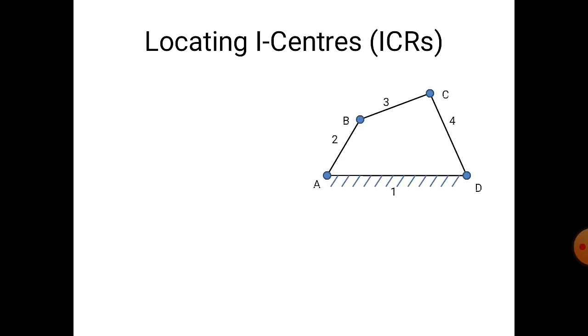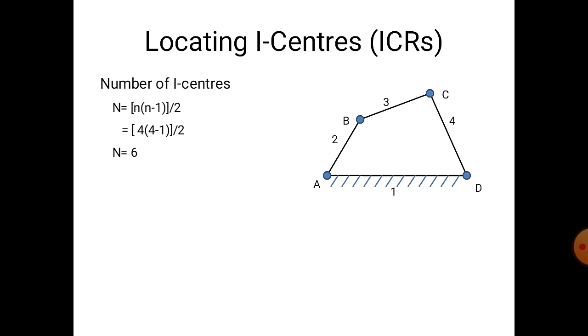Now we are going to see how to locate the instant centers or ICRs for the given mechanism. For this, we are going to consider an example of a 4-bar mechanism or 4-link mechanism as shown. So the first step is to calculate the number of instant centers. The number of instant centers, capital N, is equal to small n into bracket n minus 1 upon 2, where small n for the given mechanism is 4. Hence the total number of instant centers, capital N, will be 6.